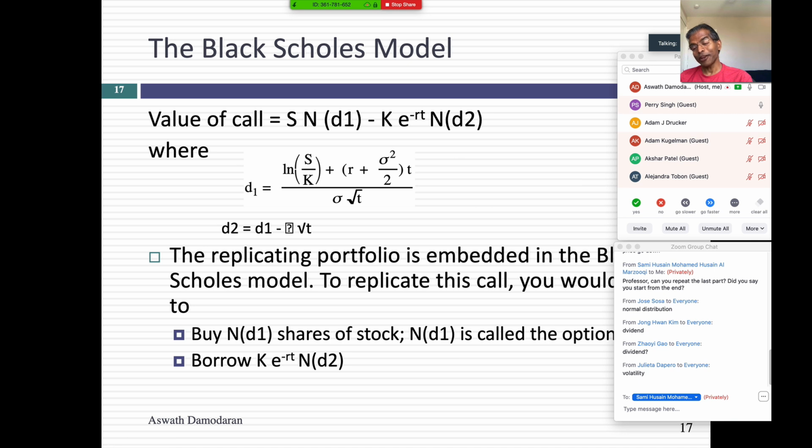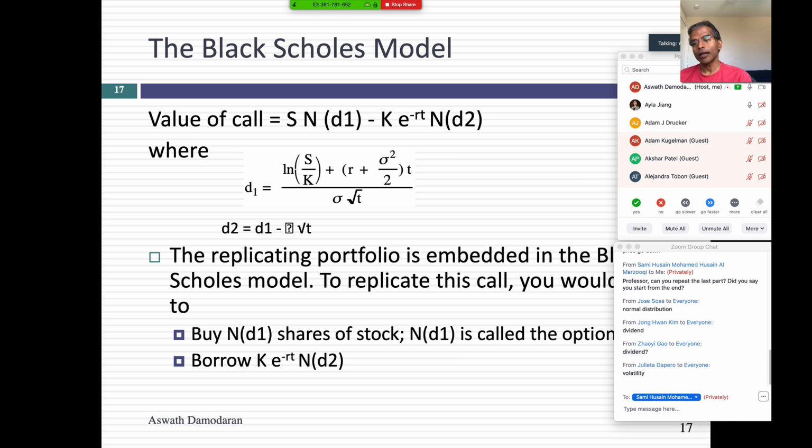I'll make your life even simpler. You can use your laptop, and I have the Black-Scholes built in. So if you put in S, K, R, T, and sigma, my calculator will compute it for you. So the key is getting the inputs right. Anybody can use the Black-Scholes. It's just mechanical. Getting the inputs right is what I'm really going to test you on.